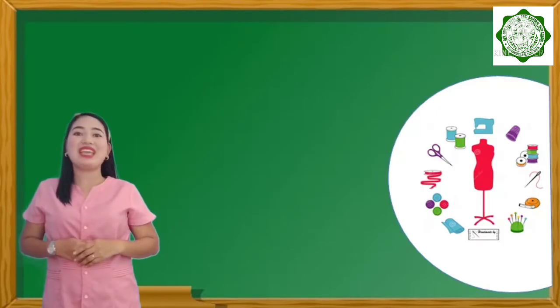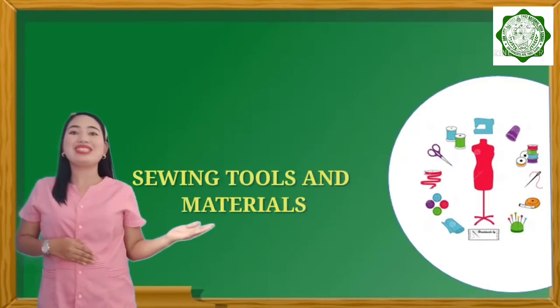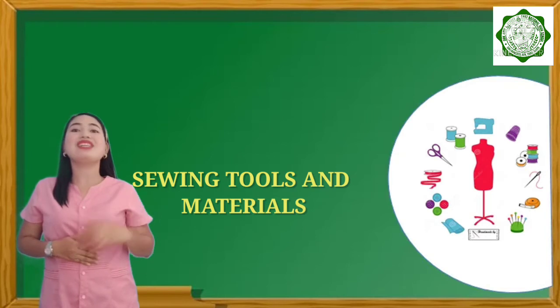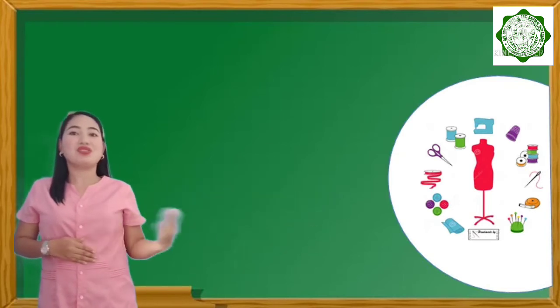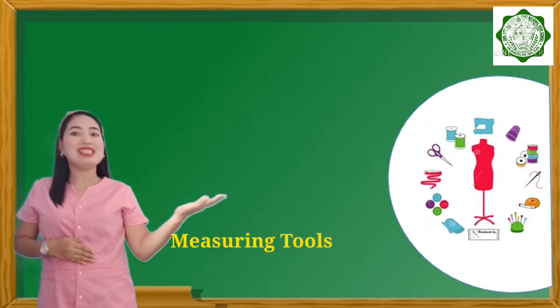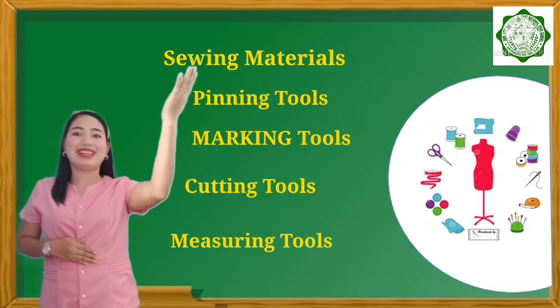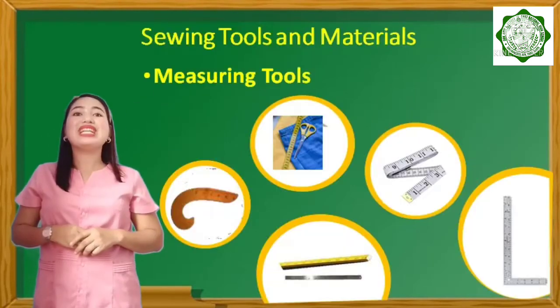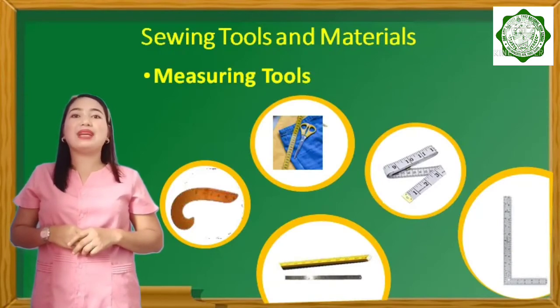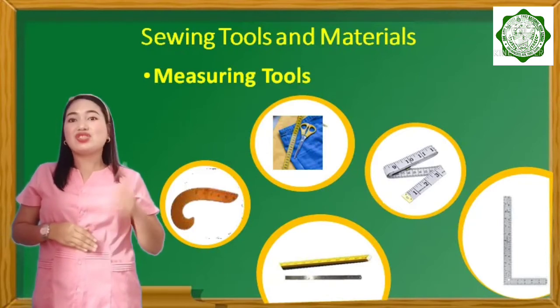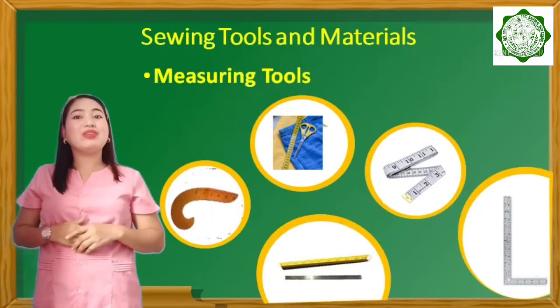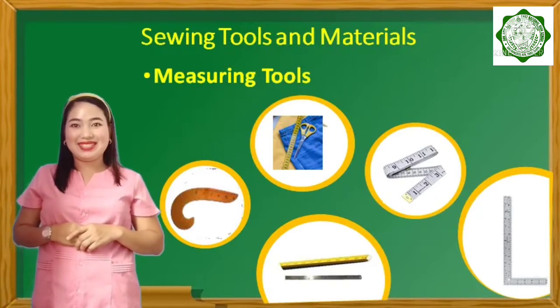Our lesson for today is all about sewing tools and materials. It was categorized as measuring tools, cutting tools, marking tools, pinning tools, and sewing materials. Measuring tools is a tool for measurement. It is essential for pattern alterations and body measurements to ensure a good garment fit. Measurements should be taken accurately with the correct tools.